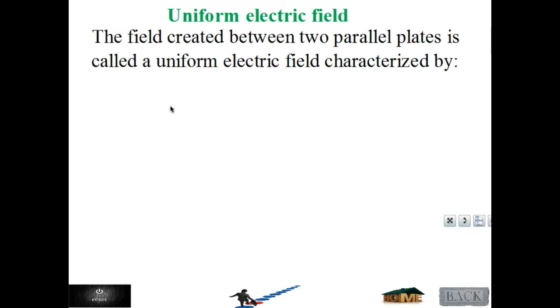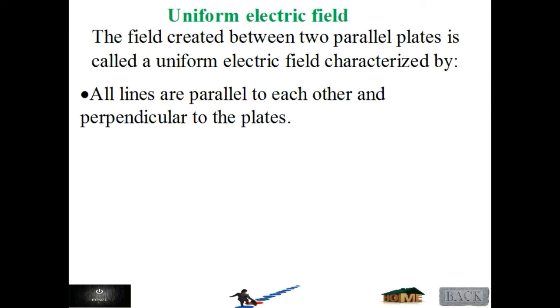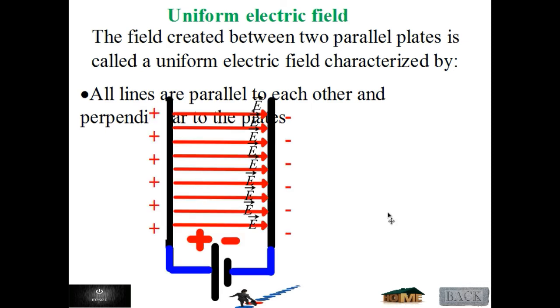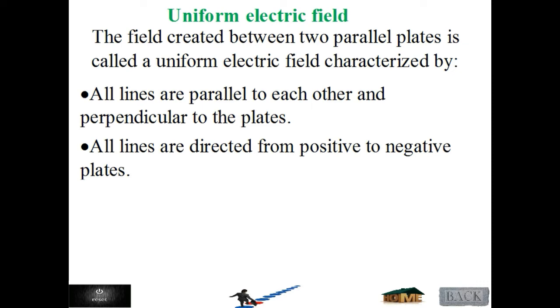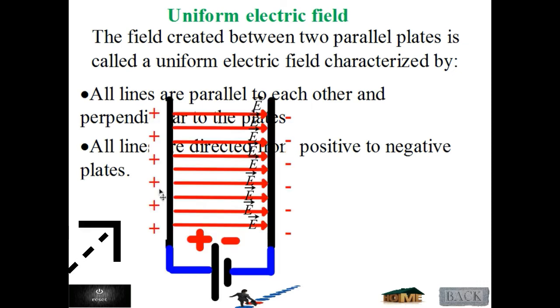Thus, the field created between two parallel plates is called a uniform electric field, characterized by all lines being parallel to each other and perpendicular to the plates. As we can see here, all the electric fields are parallel to each other and perpendicular to the positive plate and the negative plate. All lines are directed from the positive to the negative plate. This is the positive plate and the electric field is directed from the positive to the negative plate.